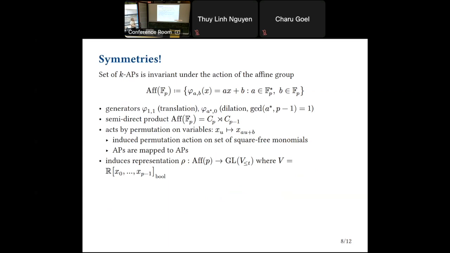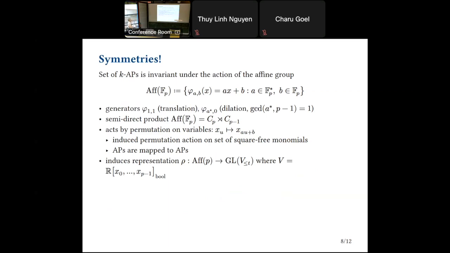And this is acting on the variables just by permuting the indices according to translation and dilation. So it's acting on the variables. From this action on the variables, you also get an action on the monomials, and from there you also get a representation in the end.